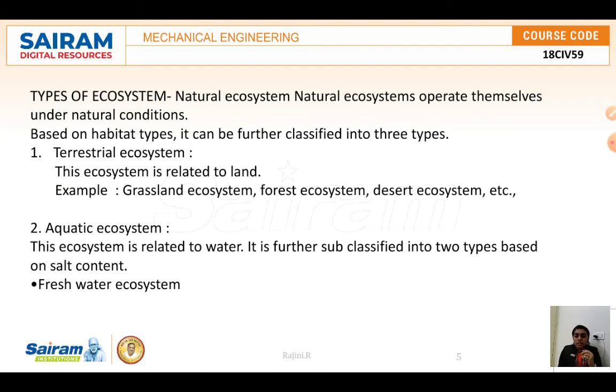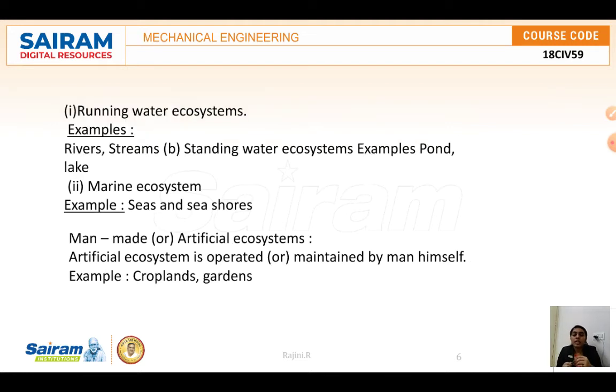The terrestrial ecosystem is related mainly to land, maybe desert, grassland or forest. Aquatic means it is based on water. It is subdivided into freshwater ecosystems, the running water ecosystem, for example rivers and streams, and the standing water ecosystem, for example a pond or lake, where we can see stagnant water. In the marine ecosystem, as we know, the seas, sea areas and seashores are considered a marine ecosystem.